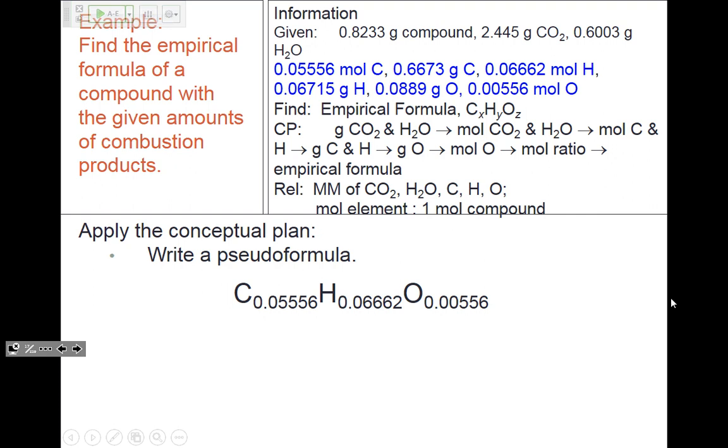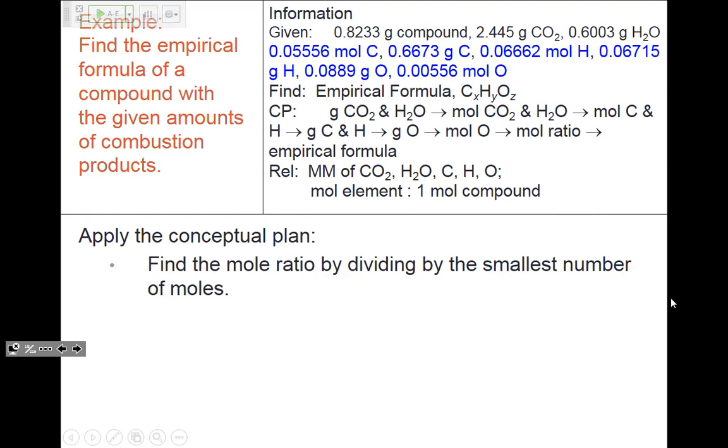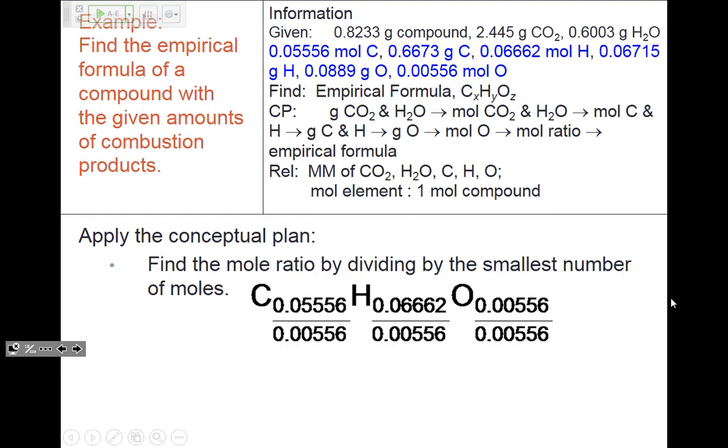Now that we have our pseudo formula, we can divide all numbers by our smallest mole amount, which is oxygen, which is pretty common. We typically have more carbons and hydrogens in an organic compound than oxygen. It won't always be the case, but it's pretty common. So we can divide that all by 0.00556. We've gotten to the point like we were before with our empirical formulas. That comes out to C10H12O1. These are whole numbers, so we don't have to worry about a multiplier, and we don't have to apply that last step. And remember, we don't typically show the 1 in a formula.